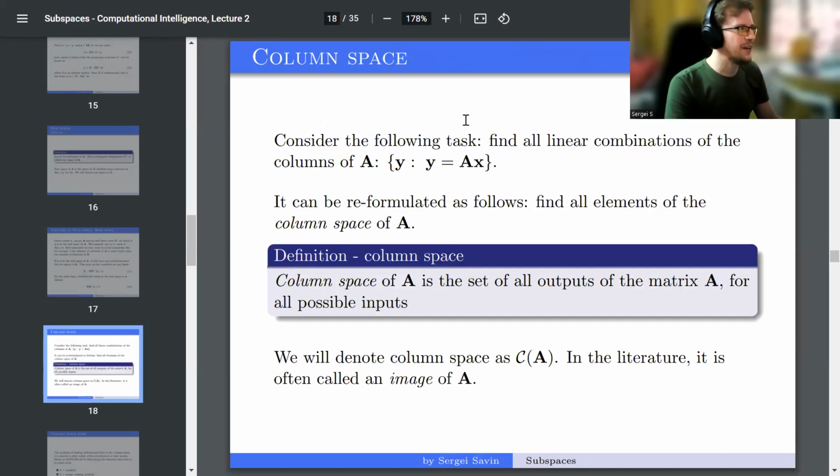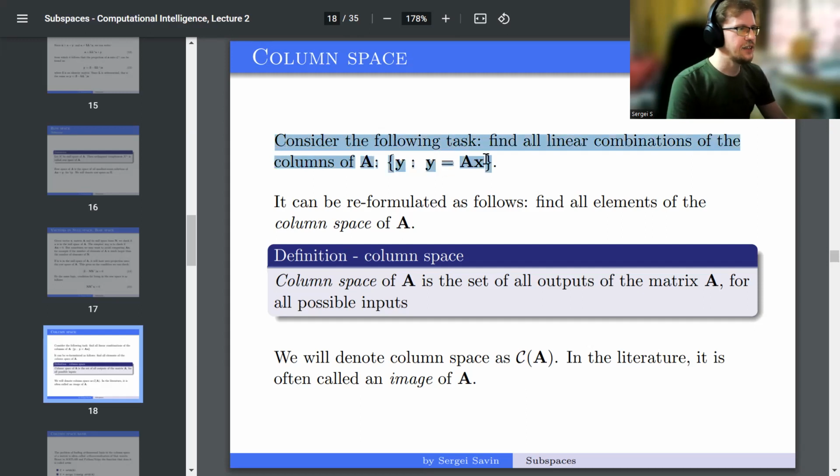So we begin by considering column space. We consider the following task. Find all linear combinations of the columns of A. Okay, so the A matrix has columns. The columns of the A matrix span a linear space. That is how we say it in linear algebra. Or we can say the linear combinations form a linear space. So we can find all linear combinations of those columns as all y such that y is equal to Ax, where x represents the linear coefficients in the linear combination.